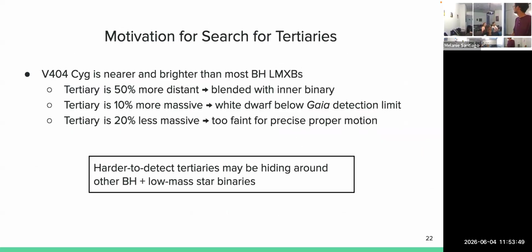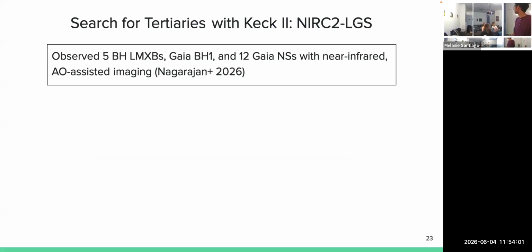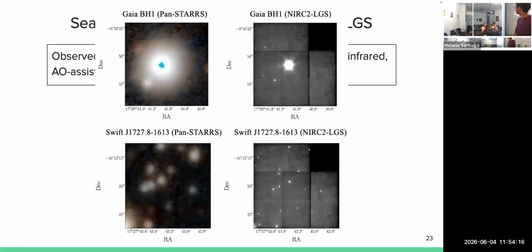And this motivates that because V404 Cygni is nearer and brighter than other black hole LMXBs, there might be tertiaries hiding around other systems that are harder to detect. So I have a very recent paper where I've gone out and looked mainly at both black hole low mass X-ray binaries and Gaia neutron stars. I understand I haven't introduced Gaia neutron stars. Basically, take the black hole and replace it with a neutron star. So there's a population of wide neutron star binaries that have also been discovered with this exact same method. I basically looked for stars that we have not detected before or not resolved before. You can see stars that are hiding in the halo, stars that you thought were a single blob getting resolved. And the trick here is to use adaptive optics and near infrared imaging to do that. So I've been doing a lot of that.